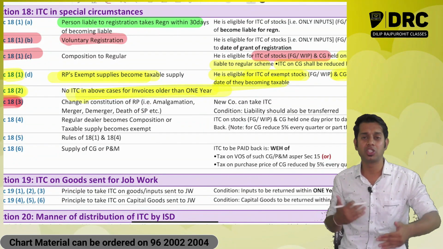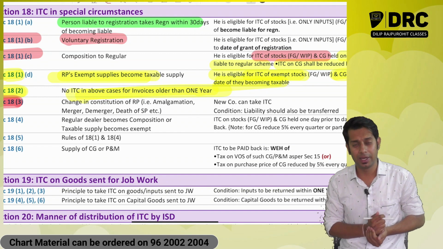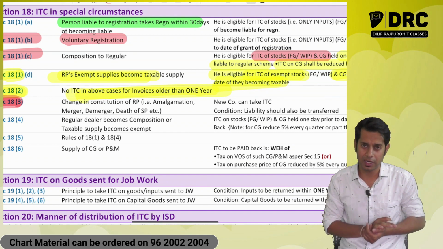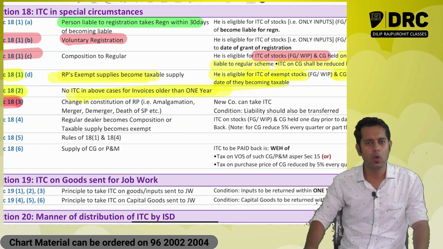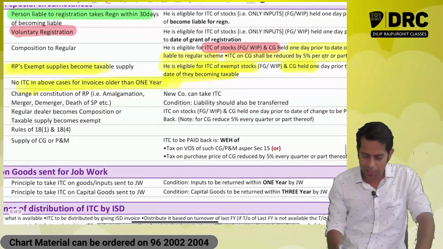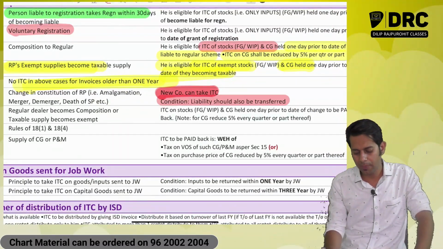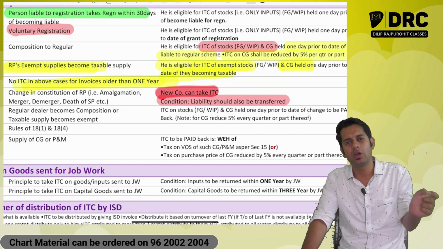Section 18 subsection 3 says whenever there is a change in constitution of business of a registered person, that is amalgamation, merger, demerger, sale of business or death of sole proprietor, etc., then the new entity will be allowed to take input tax credit. The new entity can take input tax credit provided that the liabilities of the old company should also go to the new company.